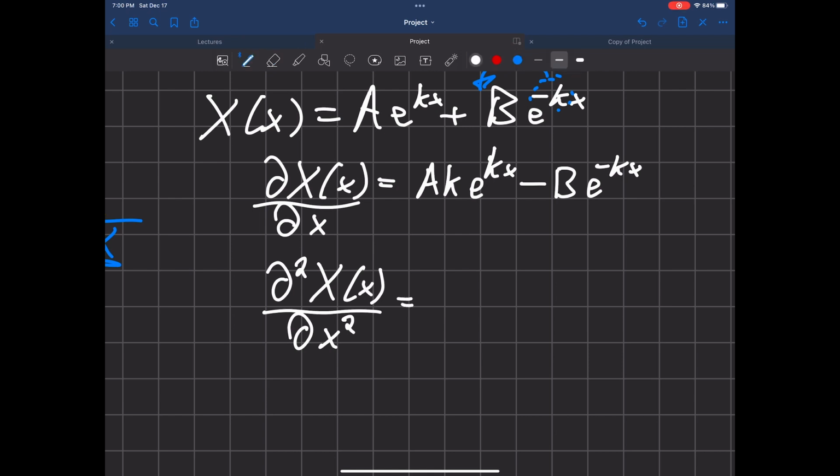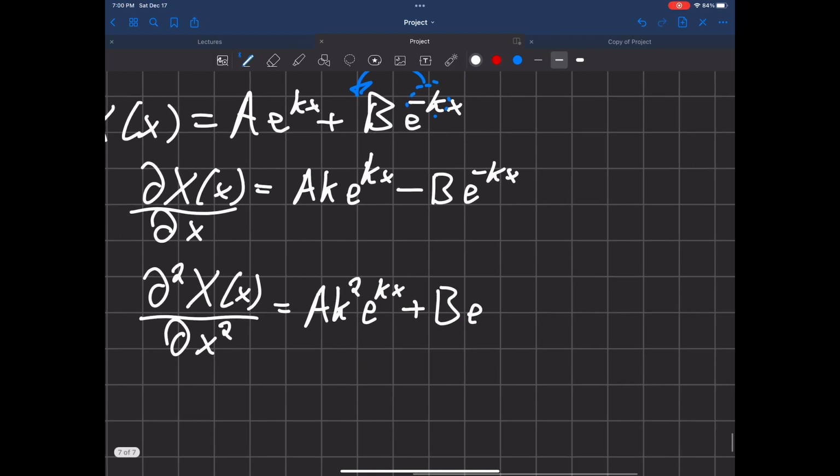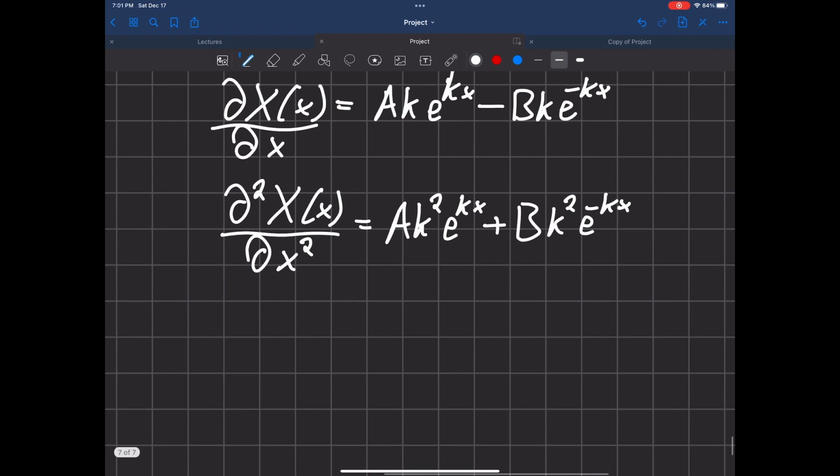Equals, we're going to have a k come up front again, so a k squared e to the kx plus, right, because the negative again, b, oh, you know what I forgot? I forgot that k to come out front there. My bad. k squared e to the negative kx. Great. All right, so now what do we need to do?